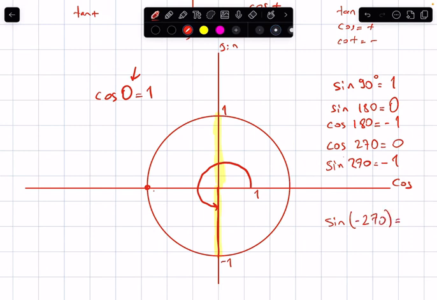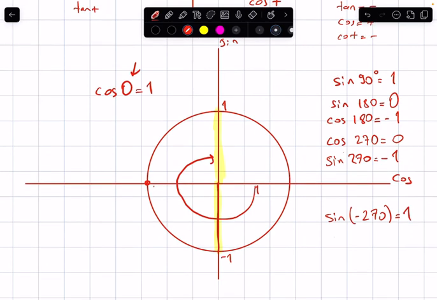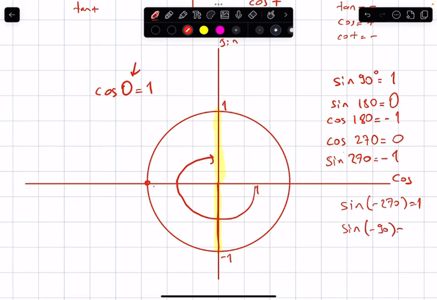And what else? How about sine -270? What about this one? Then what I'm going to do is, this was the positive way, right? I'm going to follow the negative way, -90, -180, and -270, which is equal to 1, which is also equal to sine 90. See? I'm not memorizing anything. I'm trying to understand, grasp the very core of it. How about sine -90? -1.